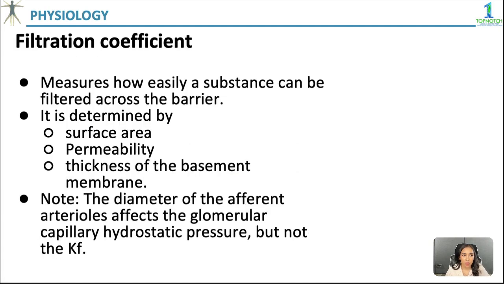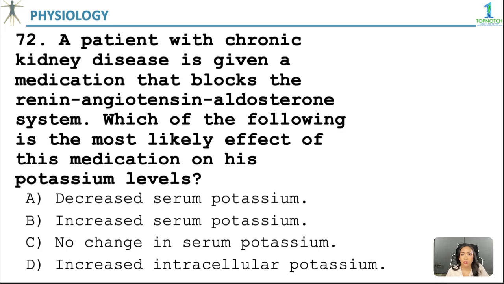Aside from that, let's discuss more about the filtration coefficient. So what's the filtration coefficient? It measures how easily a substance can be filtered across the barrier, and it is determined by surface area, permeability, and thickness of the basement membrane. Remember, the diameter of the afferent arterioles affects the glomerular capillary hydrostatic pressure but not the filtration coefficient. So, medyo tricky yun. Okay, let's go to number 72.